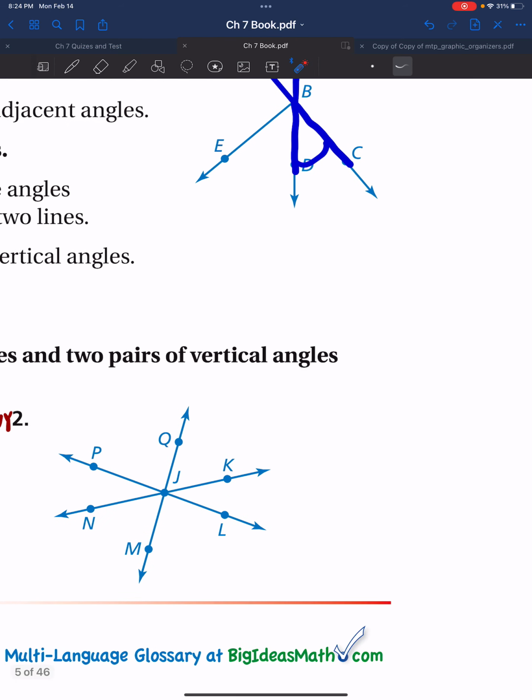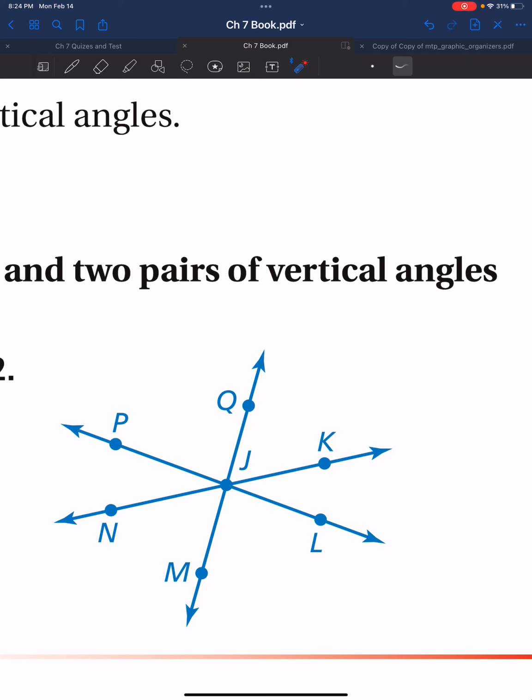Oh, look at this crazy one. Okay. Just for time's sake, I'm not going to write down the angle names. Let's just look at them. Let's do adjacent first. Remember, adjacent shares a side. So I could say angle QJK is adjacent to KJL, and they share that side. I could say QJP is adjacent to PJN, and they share that side.